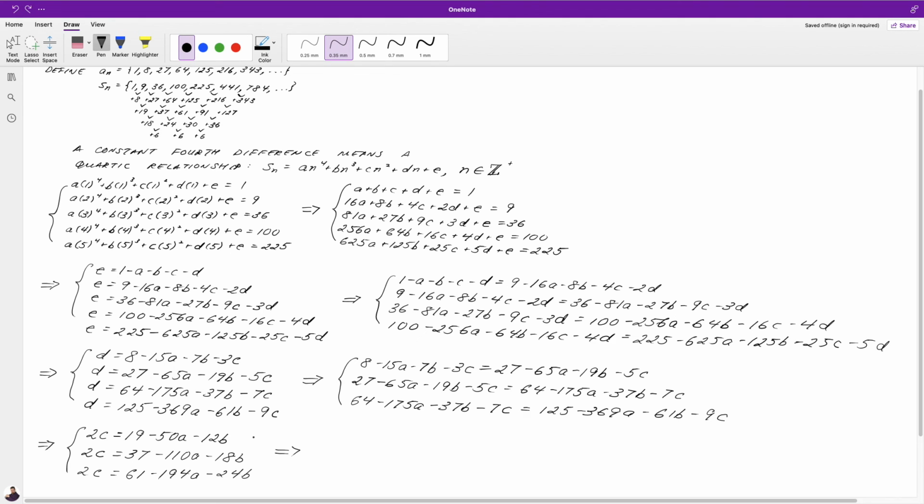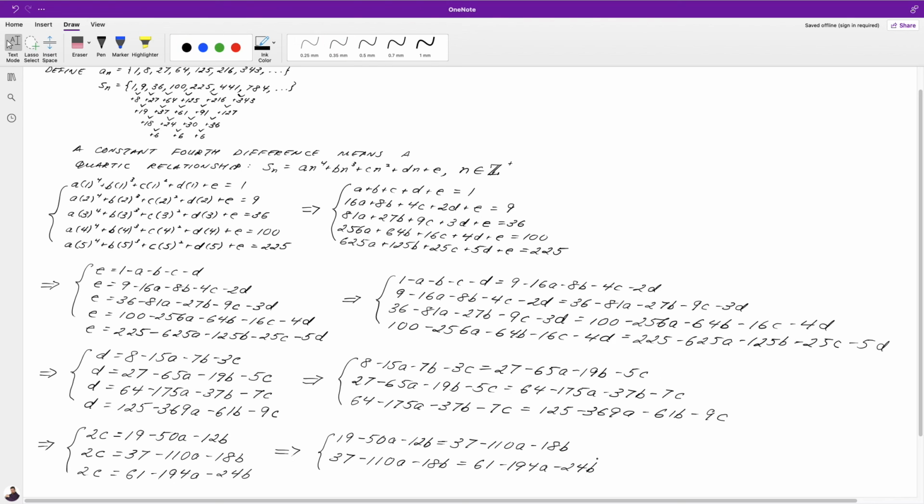Okay, now I can set this equal to this, and I can set this equal to this, and that's going to give us a 2 by 2. So we'll have 19 minus 50A minus 12B equals 37 minus 110A minus 18B. Okay, and then we're going to have here 37 minus 110A minus 18B is equal to 61 minus 194A minus 24B. Okay.